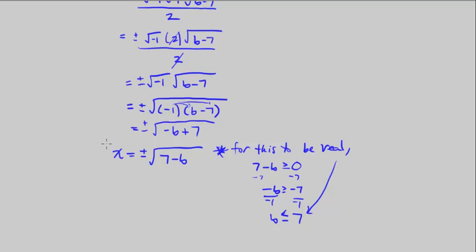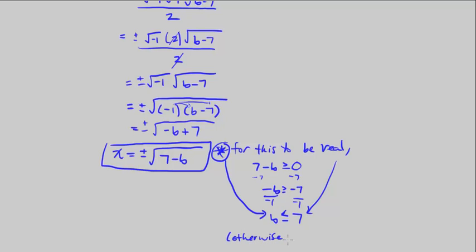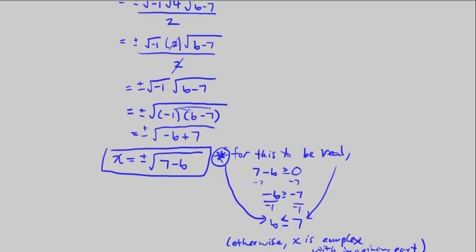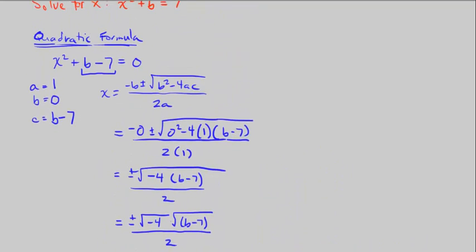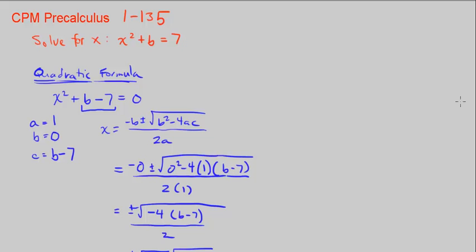But this is our value of x right here, and this is our big asterisk, right? B has to be less than or equal to 7. Otherwise, our number is going to be imaginary. X is complex, right? With an imaginary part. Okay, so that was one way of solving this problem. Let's quickly look at the other way.